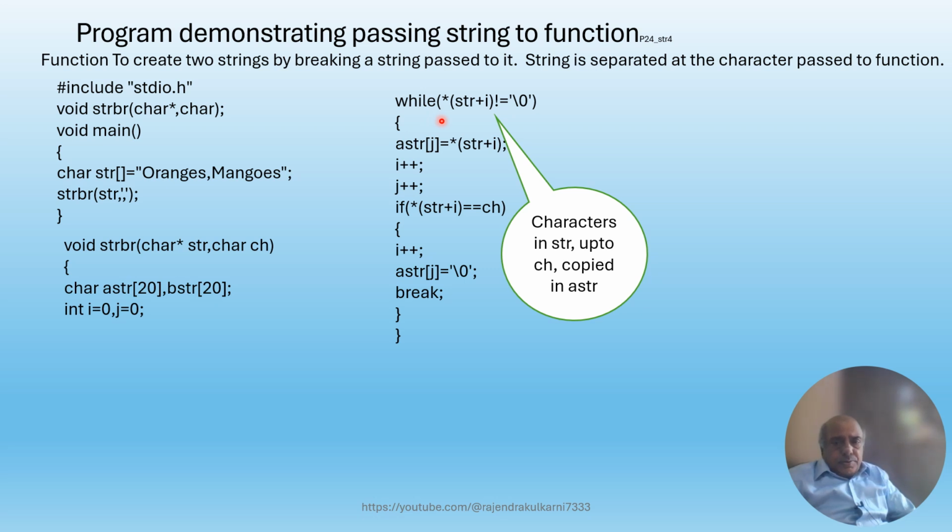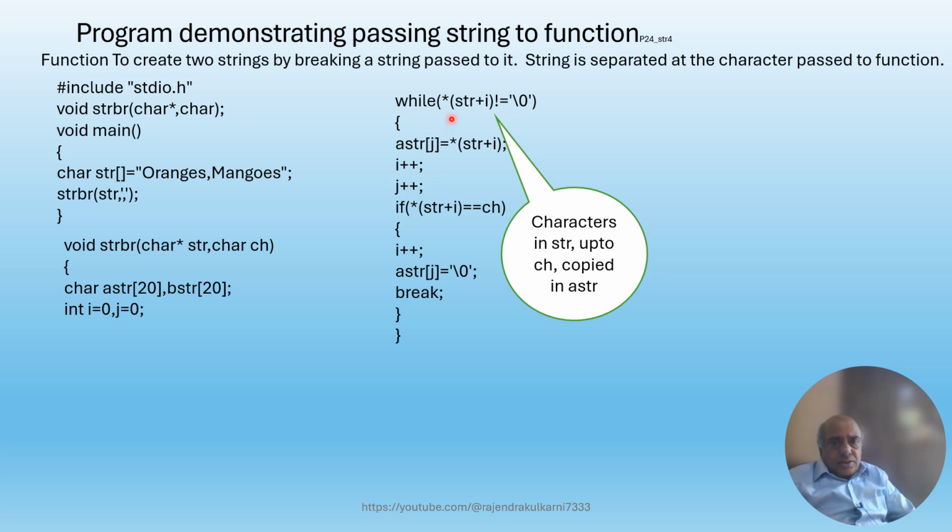Then we have created a while loop: while star of str plus i not equal to /0. So str plus i is the address, where str is the base address of the string which we have passed to the function, and i is the int variable which we are using in our while loop and incrementing in every iteration.